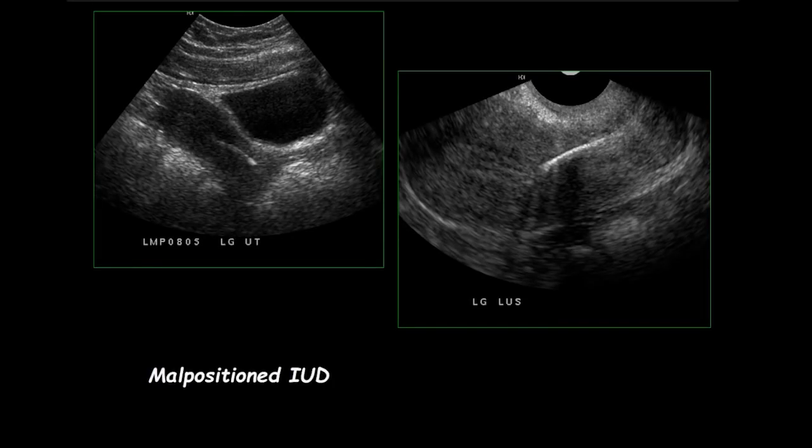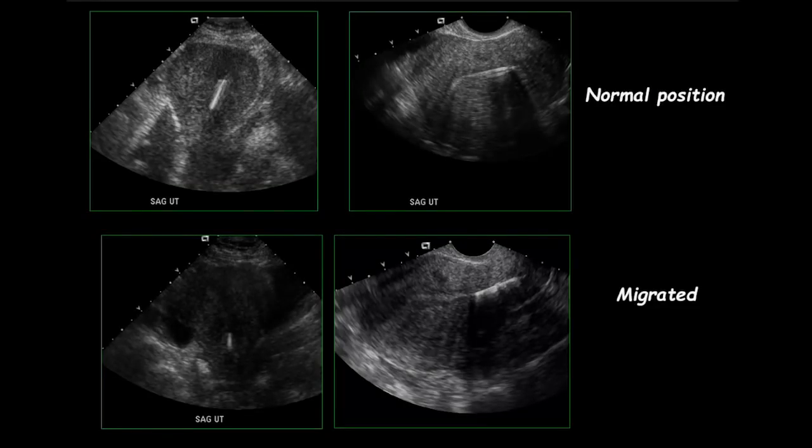Transabdominal and transvaginal images in this patient demonstrate a malpositioned IUD in the lower uterine segment. This next case is from a patient who presents for evaluation of an IUD. The top two images demonstrate normal IUD position. The bottom images were performed 3 weeks later when the patient returned with complaints of pelvic pain. Note that the IUD has migrated inferiorly and is now malpositioned in the lower uterine segment.